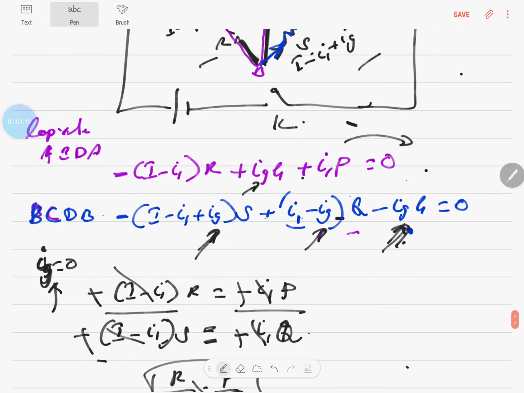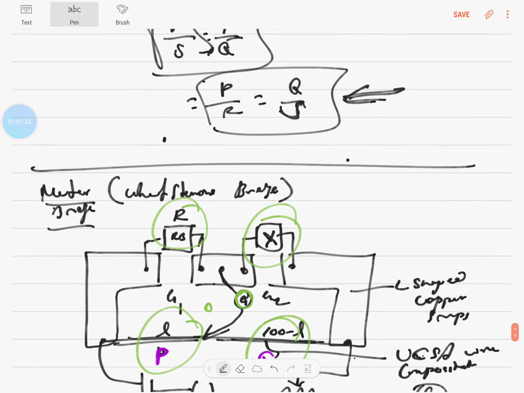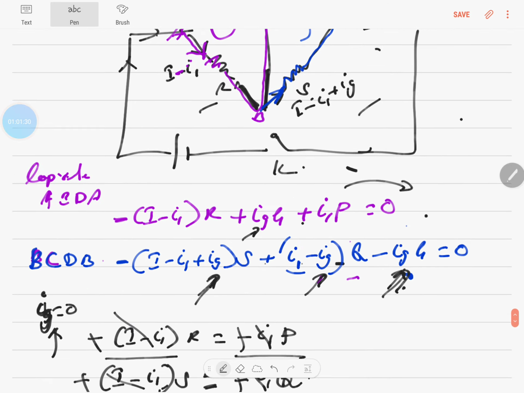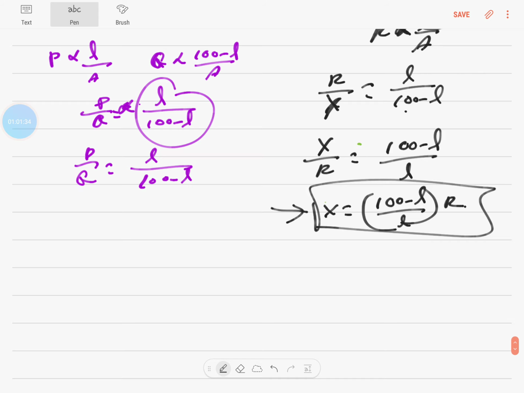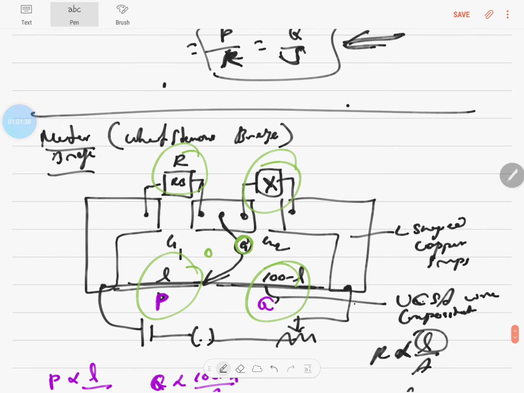Even this can be called a Wheatstone's bridge, a meter bridge. Both of them are used to measure. If you don't know any of the resistances, in this case also, you can use a Wheatstone's bridge or a meter bridge to find the unknown resistance. Okay, and so that's based on the principle of Wheatstone's bridge.